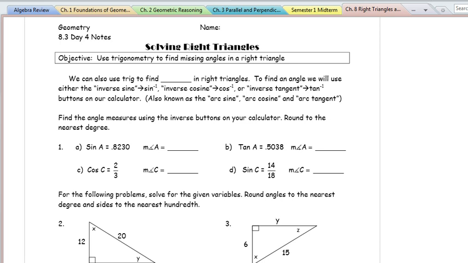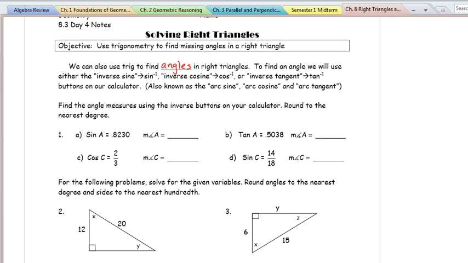So again, we can also use trig to find angles in right triangles. It has to be right triangles still. To find an angle, we will use either the inverse sine, the inverse cosine, or the inverse tangent buttons on our calculator, also known as arc sine, arc cosine, arc tangent. And I'll show you how to use that here in a second. So find the angle measures using the inverse buttons on your calculator, round to the nearest degree.